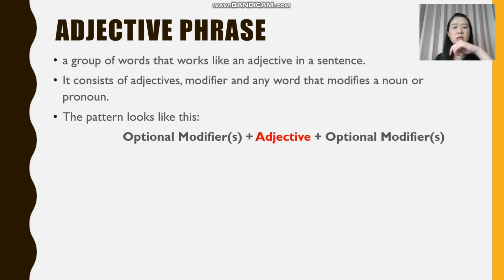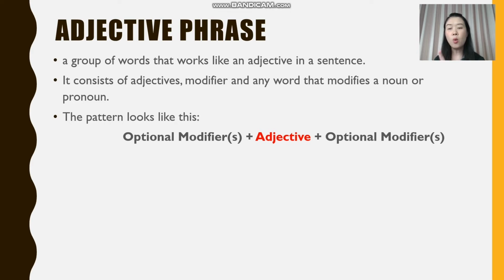Next is the adjective phrase. An adjective phrase is a group of words that works like an adjective in a sentence, so everything is exactly the same as the part of speech. It consists of an adjective, modifiers, and any word that modifies a noun or pronoun. But the head word is the adjective. Even though we use them to modify a noun or pronoun, the head word is just the adjective. We are going to use this to modify the noun later, to make it into a noun phrase.